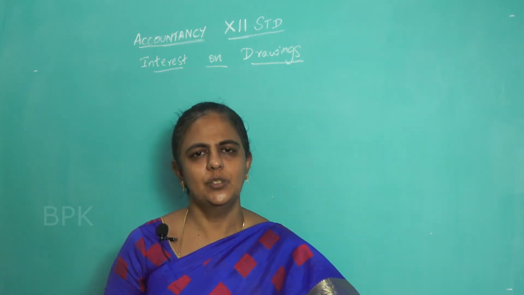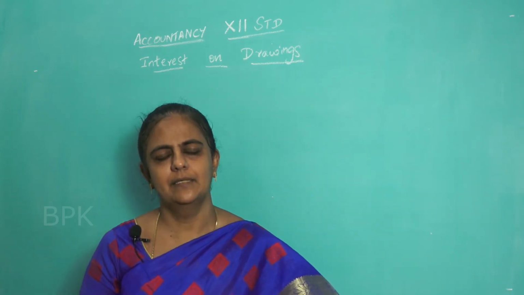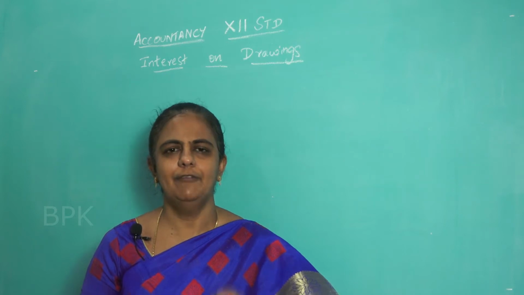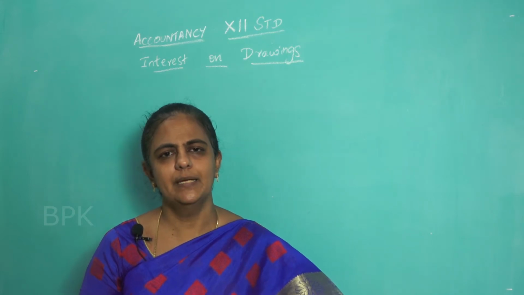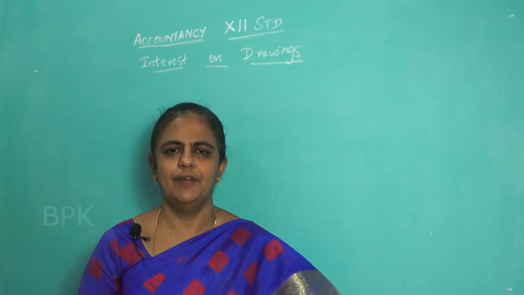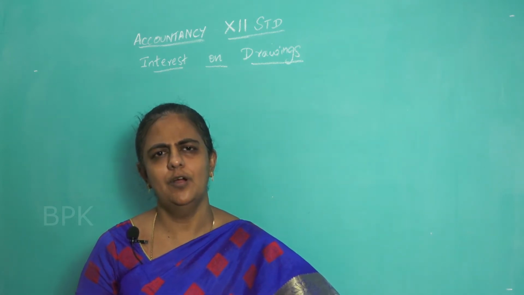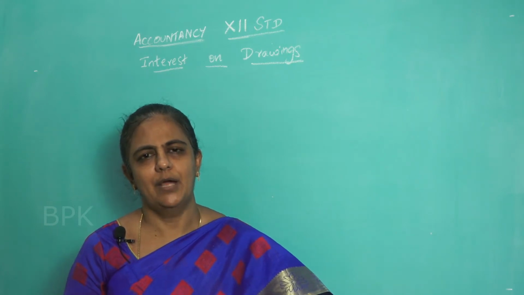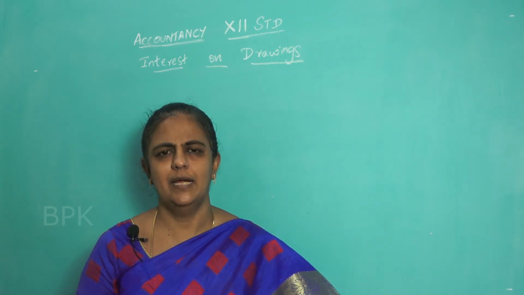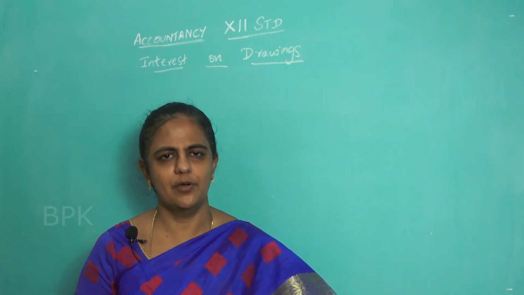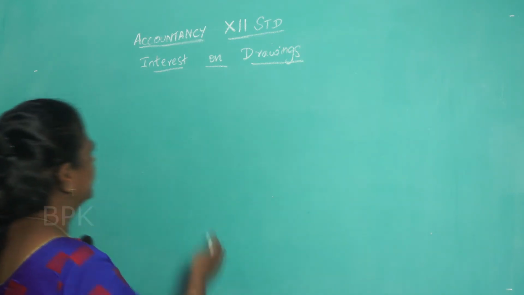Now, what is the condition told in the partnership deed? If nothing is mentioned in the partnership deed, we need not pay interest on drawings. But if it is specified, then the partners have to pay the interest on drawings. Now we will see the adjustments and journal entries to be written for interest on drawings, and how to calculate interest on drawings by the different methods. How to write the journal for charging interest on drawings.